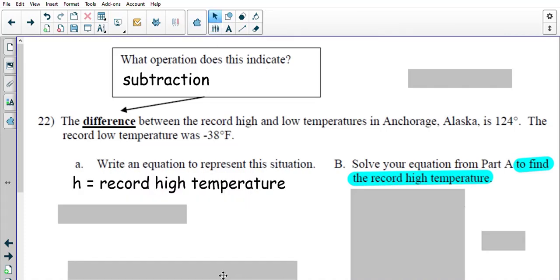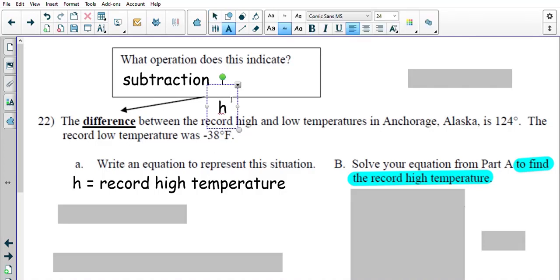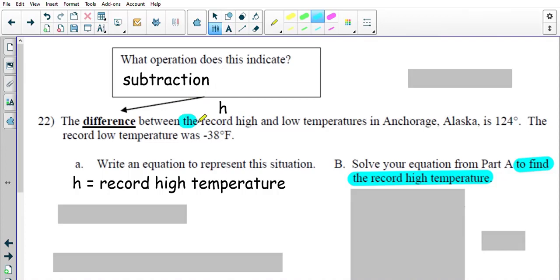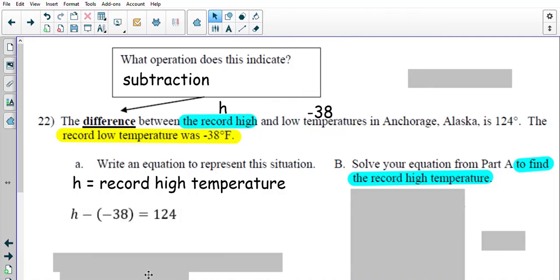All right, let's define a variable to represent our unknown. H equals the record high temperature. Now, we know the difference between the record high, which is H. So this right here is H. I'll actually highlight that. Our record low temperature, which they tell us in the problem, was -38 degrees Fahrenheit. So this is going to be -38, is 124 degrees. So my equation is going to be H, record high, minus my record low, -38, equals 124. Again, don't try to solve it. Just write the equation and solve that.